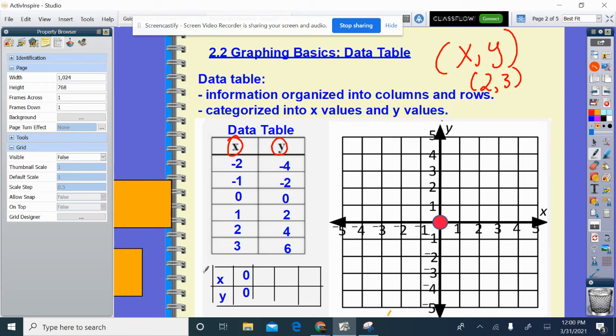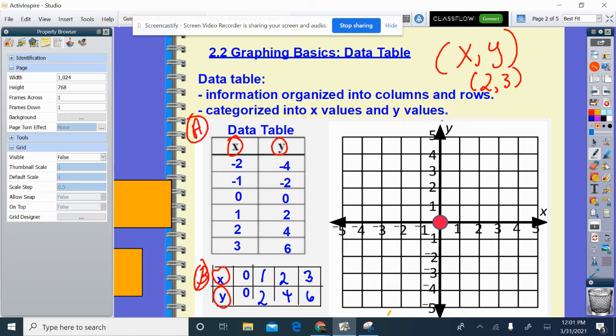So here we have a data table where we have an x column and a y column. And down here, I didn't put this in your notes, but you might want to draw this one right here. This one we're going to call data table B. This is data table A. Data table B is where your x values are in rows and your y values are in rows. And I can transfer this information from this data table. So it's like 1, 2, 2, 4, and 3, 6. And once again, you can use the shape feature on the left-hand side of your Kami document, pull out some lines and create your little table, or just draw it in yourself.